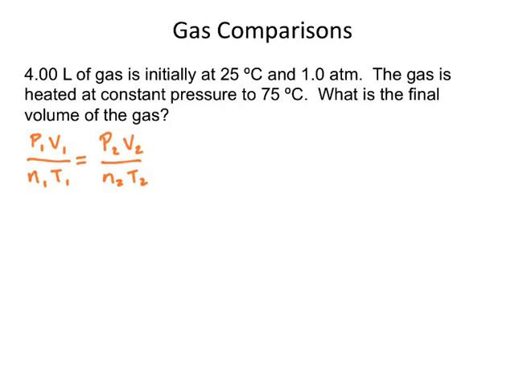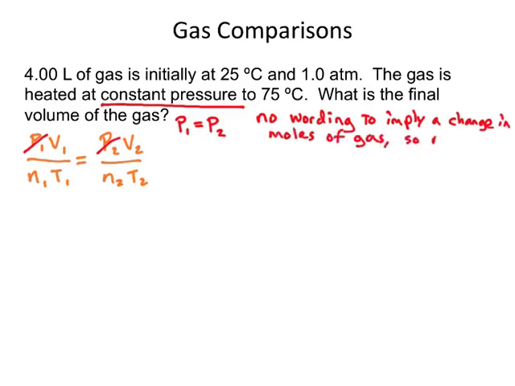Now we can look at this and decide what to cross out. Well, it says heated at constant pressure, which means that the pressure before is equal to the pressure after. And since pressure before and pressure after are both on the top of their respective fractions, you can cross them out. All right, what else is not changing? Well, there's not really any wording in this problem to imply that the number of moles change. So that means we can say that the number of moles before and after does not change. Usually it's pretty explicit if the number of moles change, because that's something that you really have to work at in order to make happen. Okay, so now we can rewrite the equation this way.